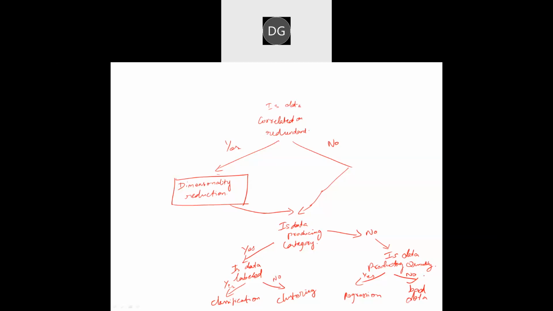Understood? You can take this as an example for a decision tree also. If the answers change by the user, obviously the flow chart will also change.